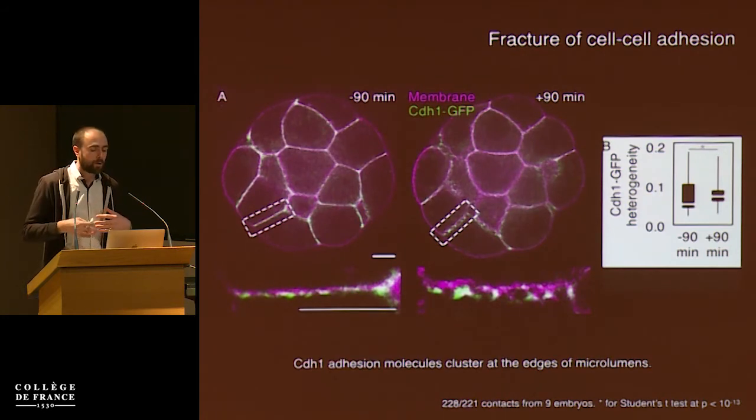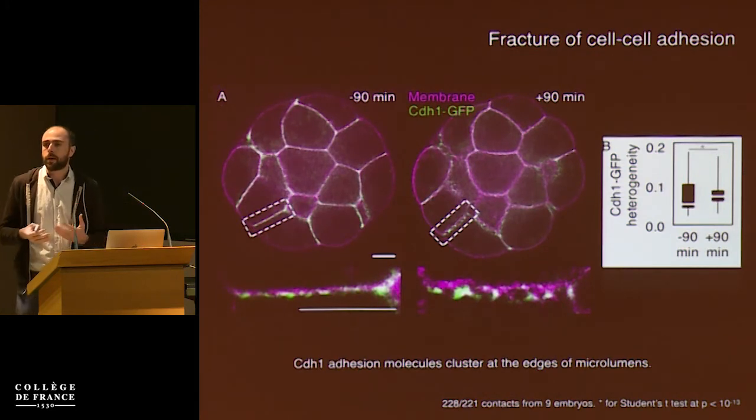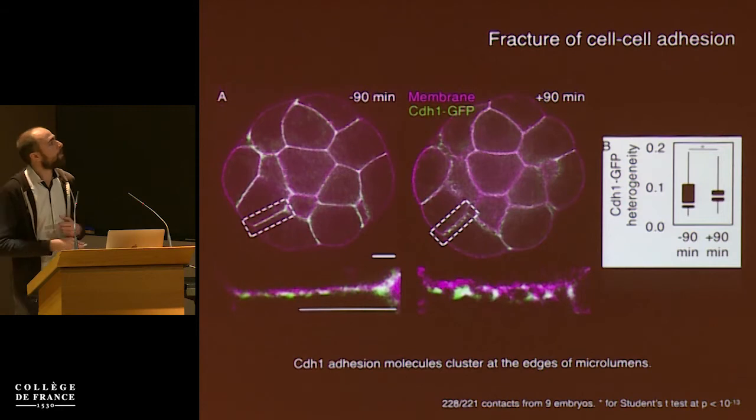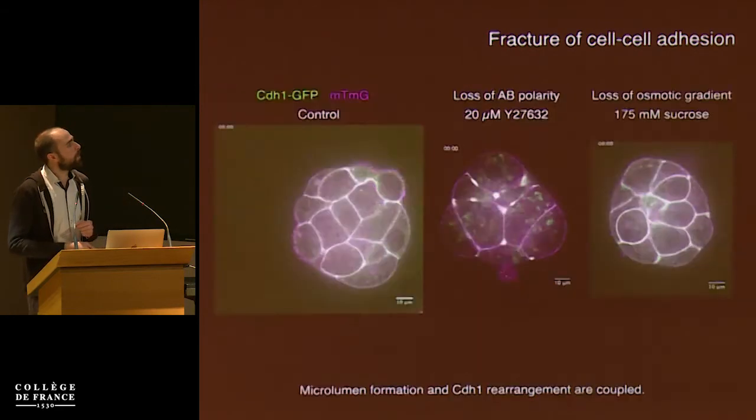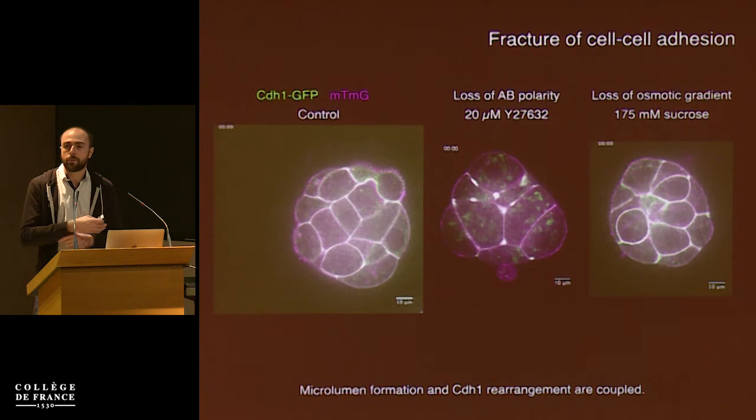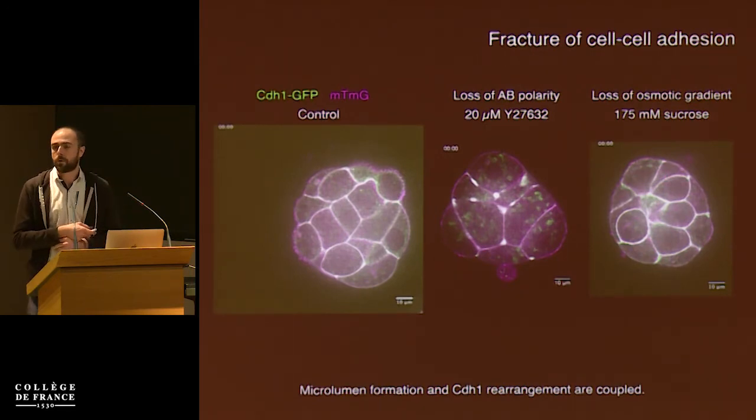Then we thought, okay, E-cadherin is being relocalized. Does this relocalization depend on the accumulation of fluid? So we blocked the accumulation of fluid. We did that in multiple ways. One is to prevent the correct apicobasal polarization of the embryo. It will not be able to pump osmolytes in a directed way, and it will not form a lumen. Or we can also override completely the osmotic gradients that the embryo can form by dumping sucrose into the medium.